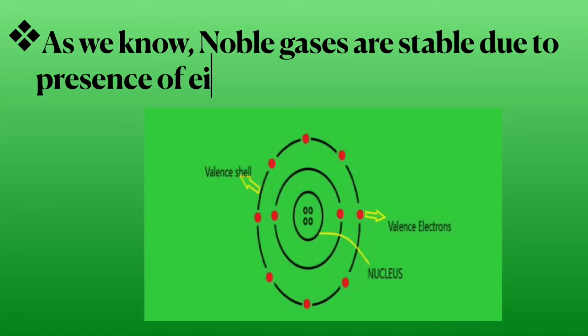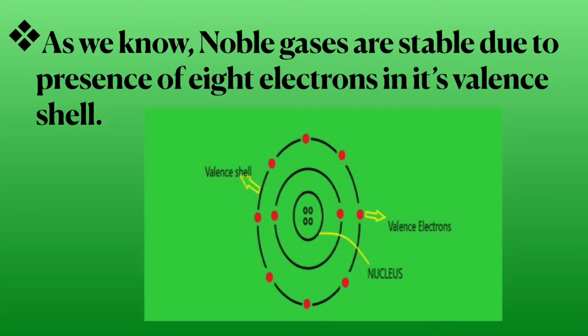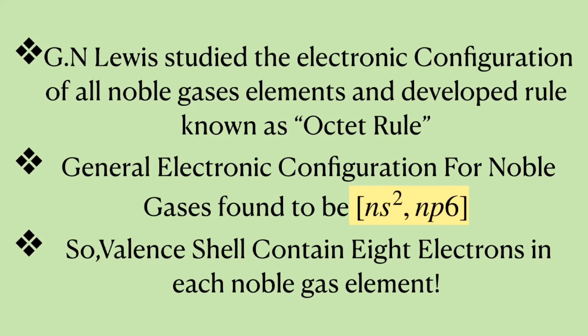As you know, the noble gases are stable due to the presence of 8 electrons in its valence shell, that is in its outermost shell. J. N. Lewis studied the electronic configuration of all noble gas elements and developed a rule which is known as the octet rule. The general electronic configuration for the noble gases is found to be ns2 np6. Now, from the general electronic configuration, the valence shell contains the 8 electrons in each noble gas element.